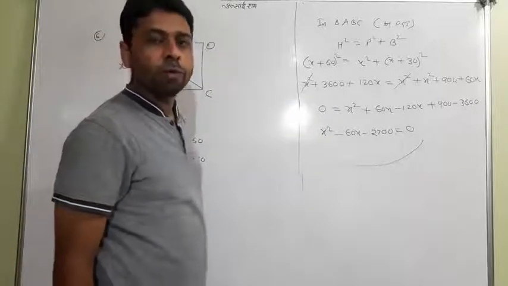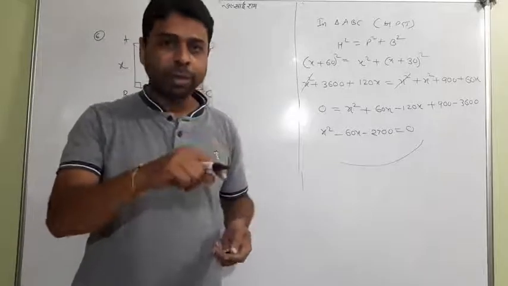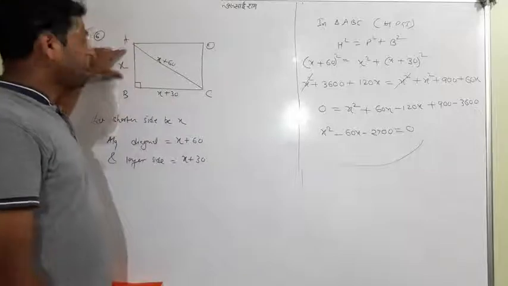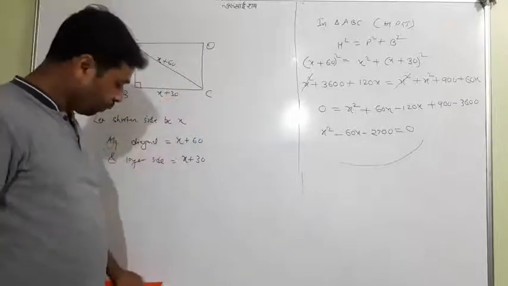Solve by yourself. Find the value of x. When x is positive, accept. If x comes out negative, reject. So x equal to the positive number will be accepted, and this will be your breadth. And according to x, you can find its length also. So this is going to be a very easy question for you.